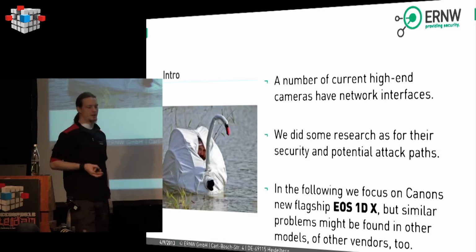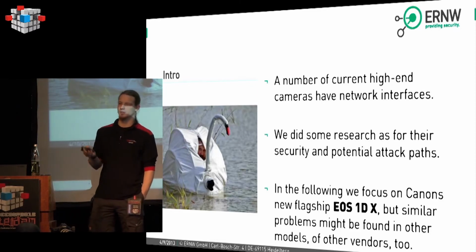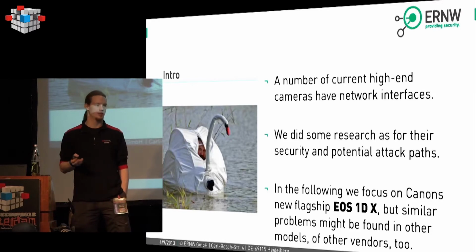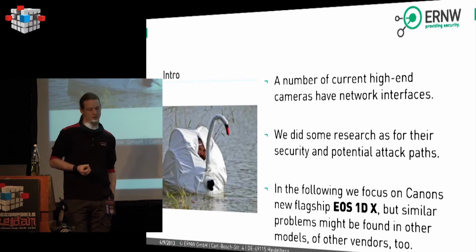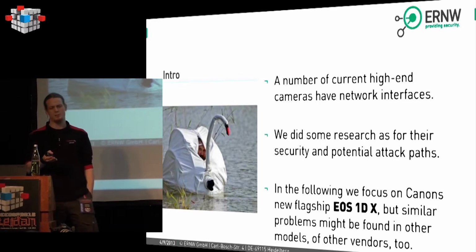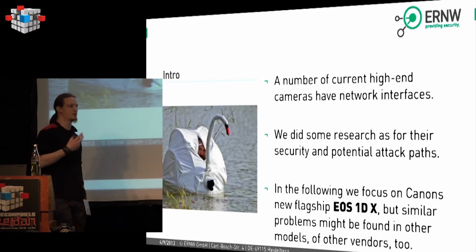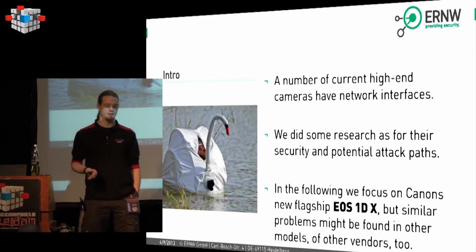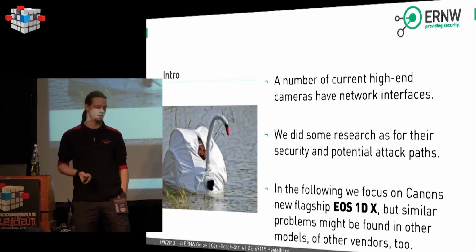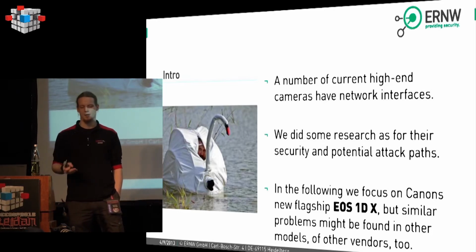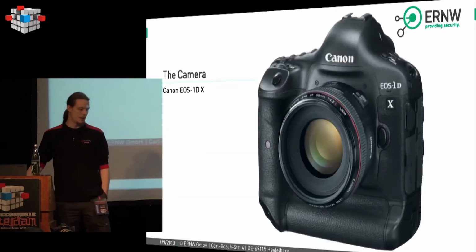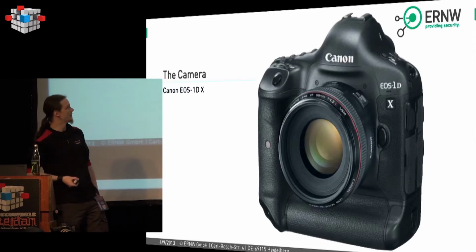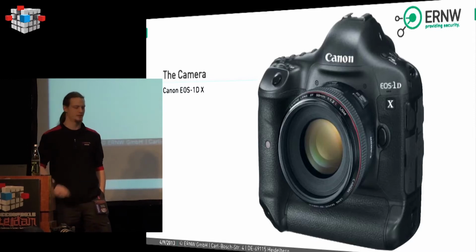Canon recently put out a series of high-end DSLR cameras with network-enabled interfaces. We did some research on those cameras, and I tried to point out all the security flaws involved and reasonable attack paths against those security flaws. I'm speaking about the Canon flagship camera, which is the 1DX you see in front here. It's not that big, but it's quite heavy.